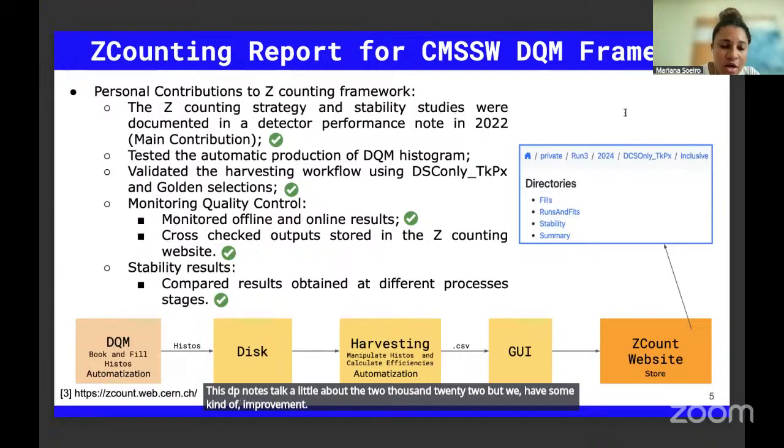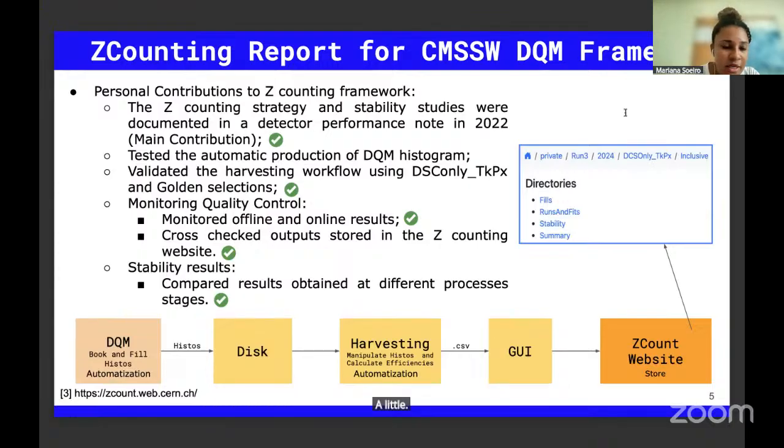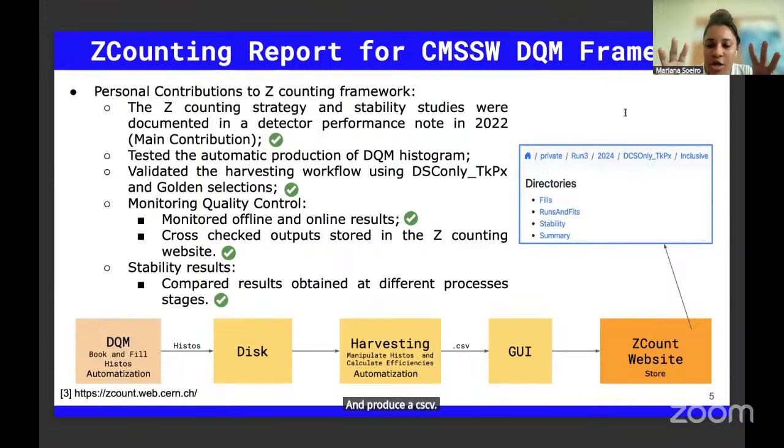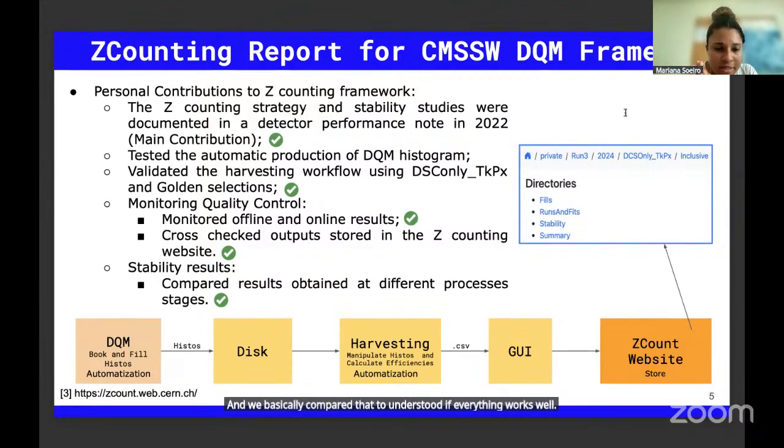Nowadays, we have a little more than that, but basically, we have the DQM part to produce the histograms. Following that, we have the harvesting part to manipulate the histograms and produce a CSV for the final part, to have on the website and all results organized, considering offline part and online part, and we basically compare those to understand if everything works well. Basically, that's it for this slide.